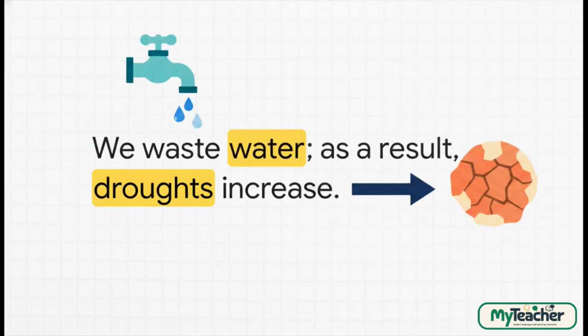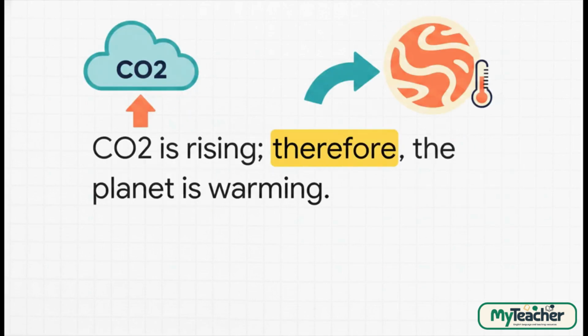Here is a clear example for you. We waste water. As a result, droughts increase. First, we have a complete thought, followed by a pause. Then, we start the new part with our effect word, as a result, and we finish with the effect itself. Droughts increase. Let's try one more example.